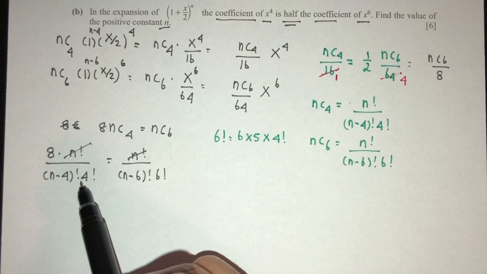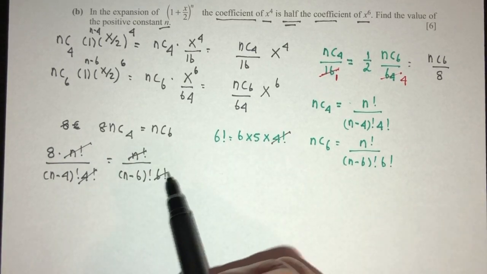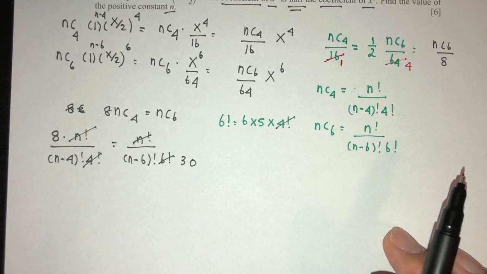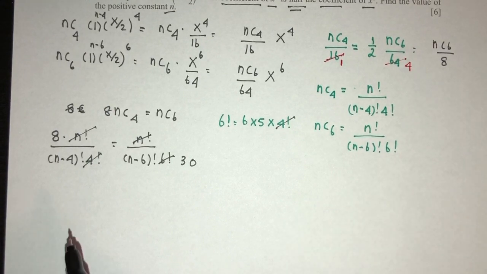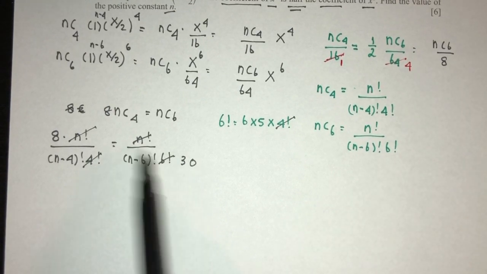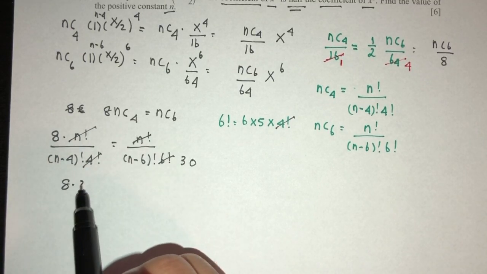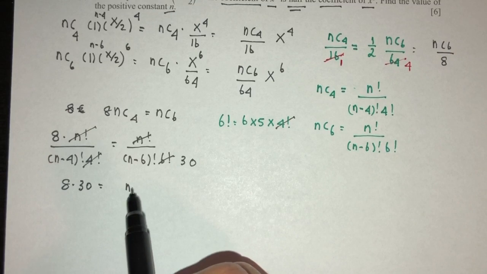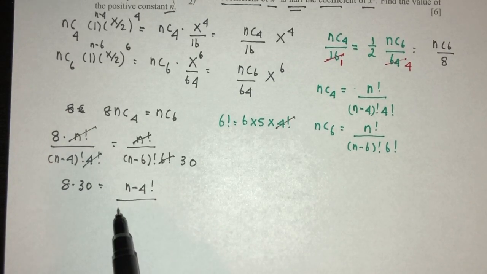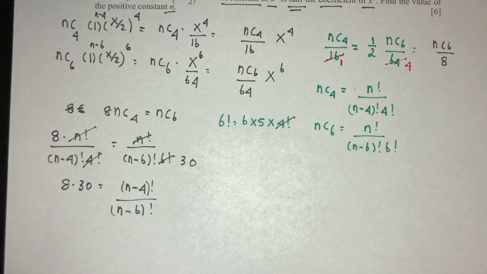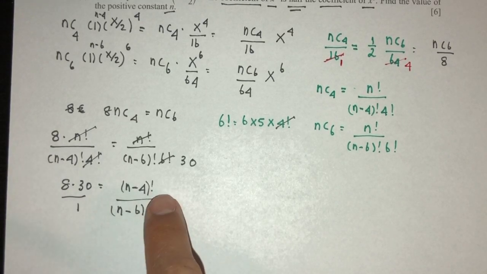Now if you cancelled this, you will have this remaining, which is 30. Okay, so now what else can we do? We can take 30 to here and take this one to here. You will have 8 times 30 is equal to n minus 4 factorial over n minus 6 factorial. That will be the next step. Now, how do you simplify this?